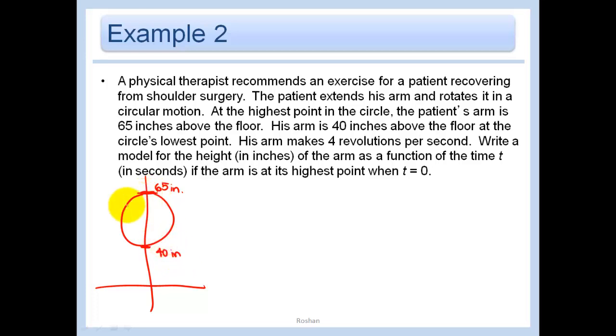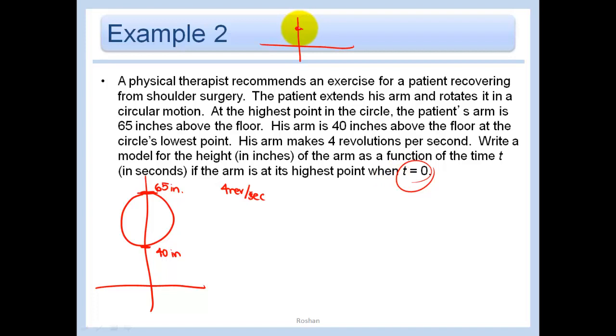His arm makes 4 revolutions per second. So 4 revolutions per second. Write a model for the height of the arm as a function of time if the arm is at its highest point when t equals 0. Okay, because it's at its highest point when t equals 0, that tells us what type of curve we need.